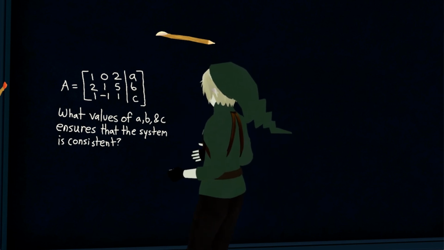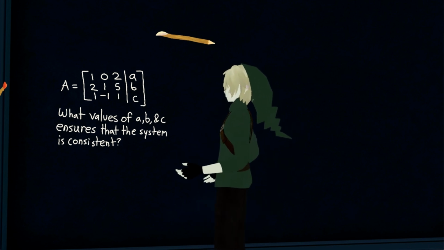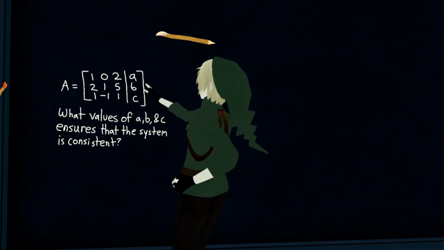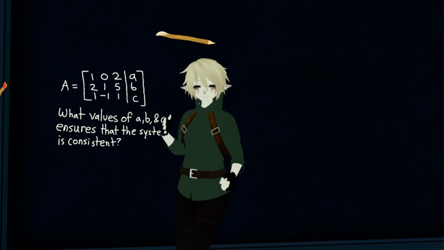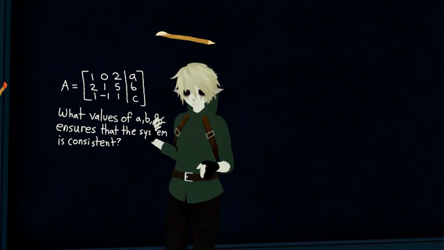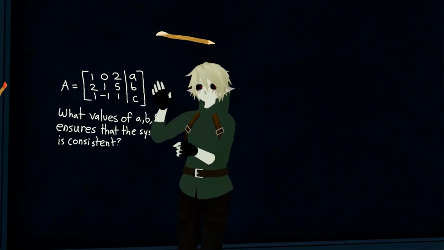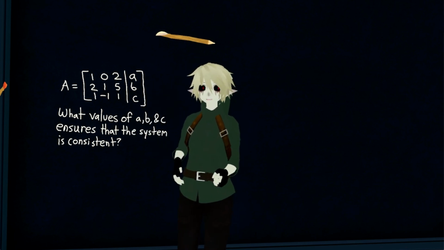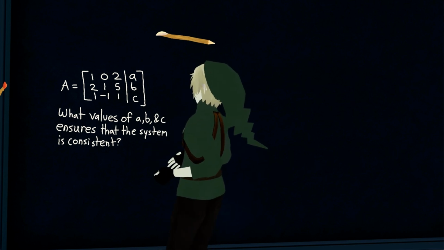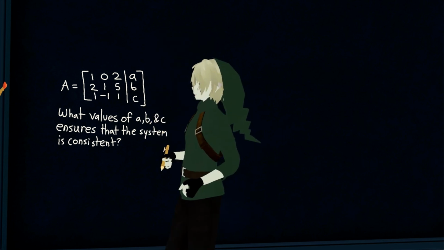What values of A, B, and C make the system consistent? So what does it mean to be consistent? It means that A, B, and C have to be numbers where the system does end up having a solution. It could be a unique solution, where A equals this and that exactly, or an infinite solution where we have free variables. Those are the two types of consistent systems that we can have.